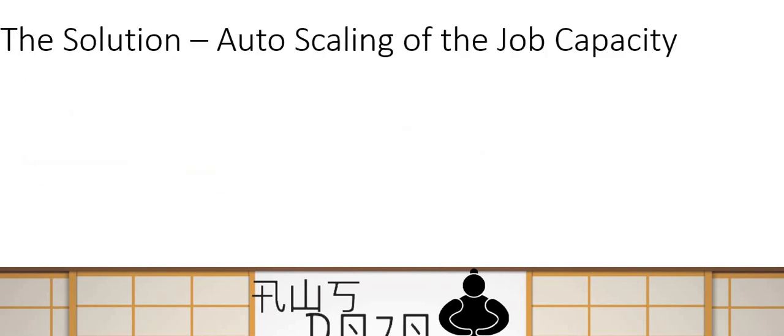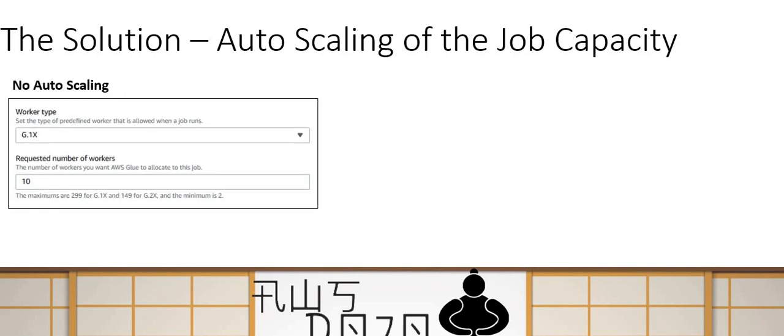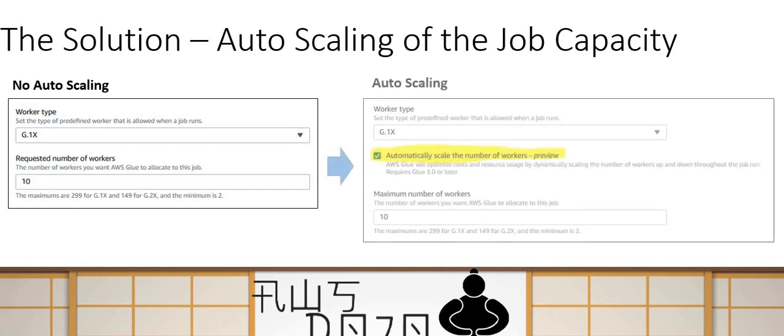Now with the new feature, auto scaling is now available with the Glue job. Earlier, as I showed you in the pictures as well, when there was no auto scaling, you could provide a worker type and your number of workers. Now with auto scaling, the parameters change a bit. You still select a worker type, then you say you want to auto scale the number of workers, and then you simply say how many maximum workers you want to auto scale to.